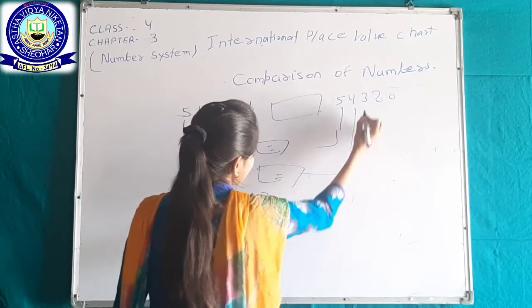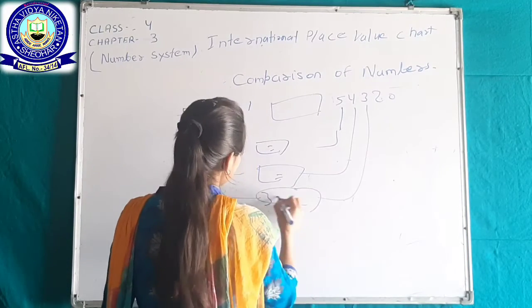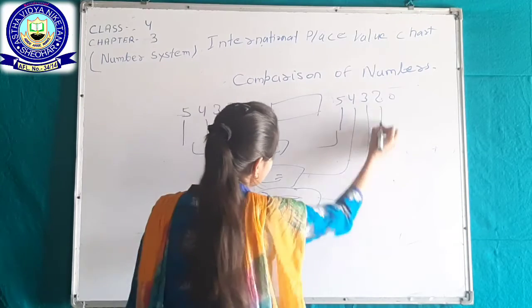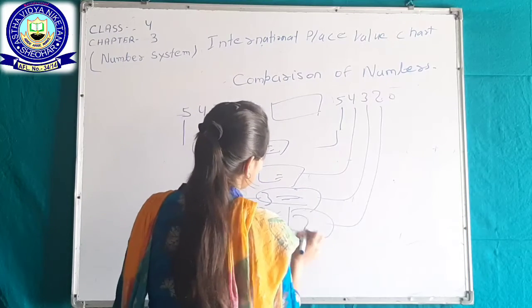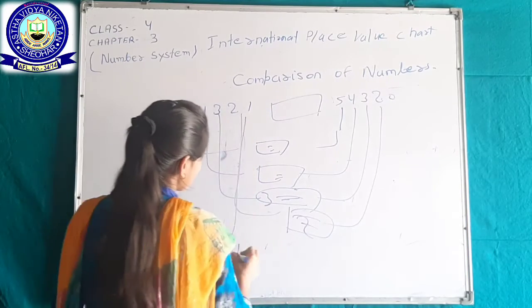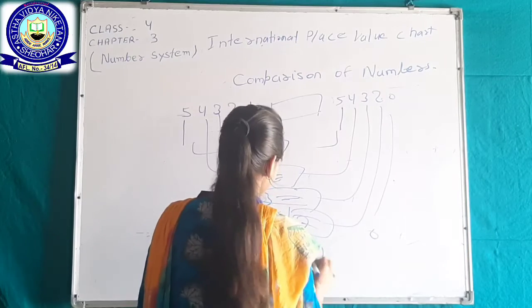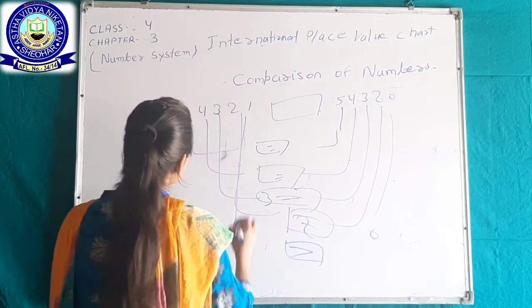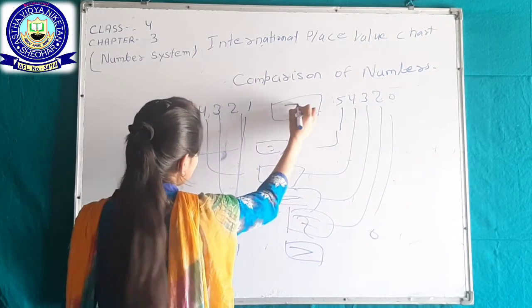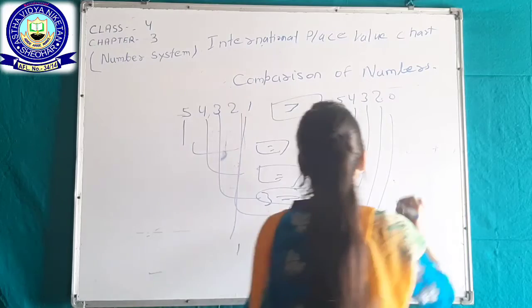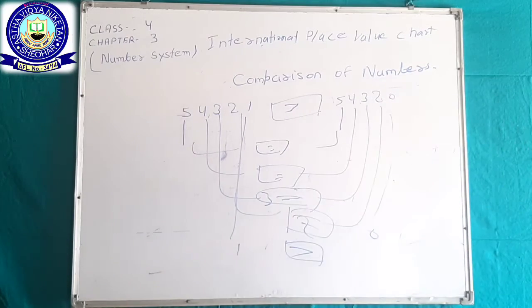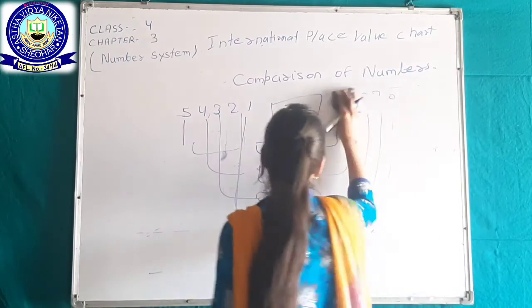Here is 3 and here is 3, both are equal. And here is 2, here is 2, both are equal. And here is 1 and here is 0. 1 is greater than 0. So 54,321 is greater than 54,320. Let's see another example.